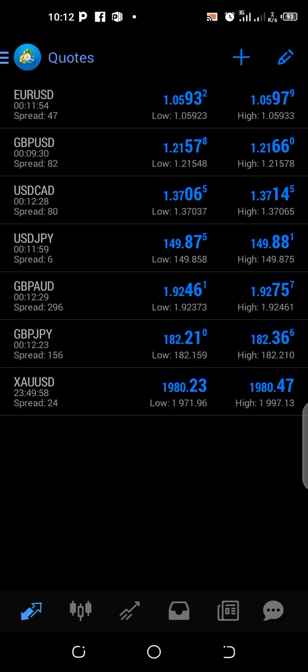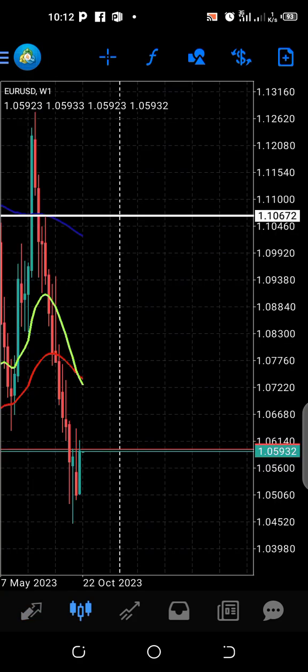So what we do basically is a rundown of all the instruments that we're going to trade for the week. Let's commence, starting from Euro USD, going straight to the weekly time frame.